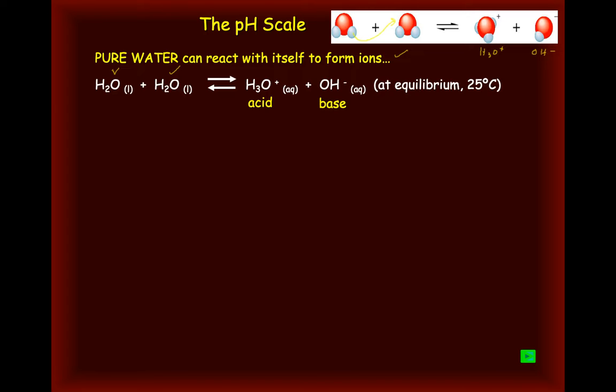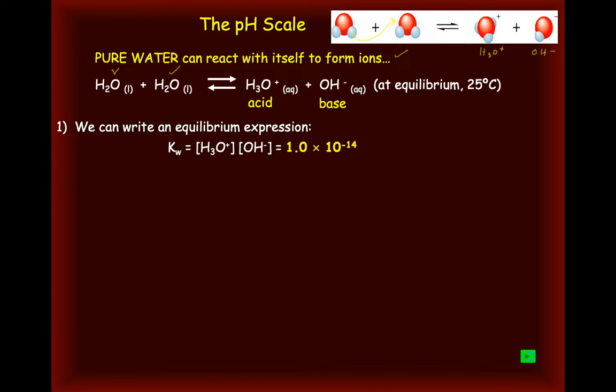So what we can do is write an equilibrium expression for this. And when we talk about this expression, we're going to take the products, which are the two ions we're going to produce. And typically what we would do is take the products and put them over the reactants and make a fraction out of this. And then we would get something called a Kw.